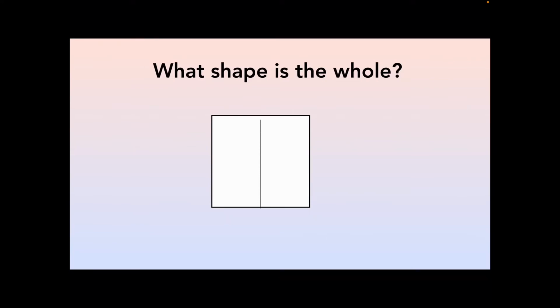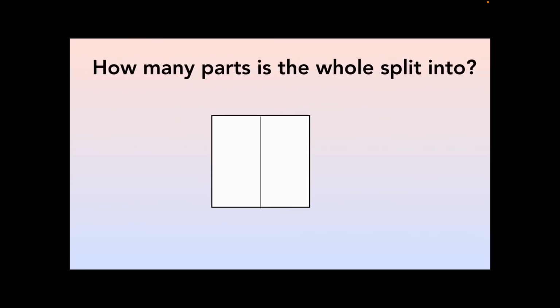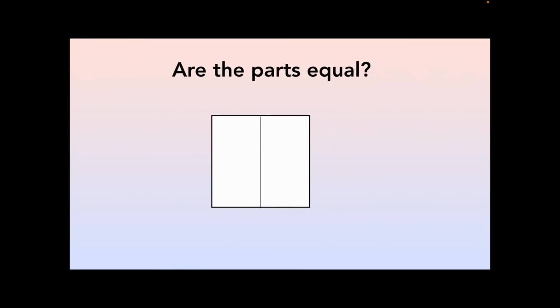Now let's drop one line down and ask question number 2, how many parts is the whole split into? You can see we have 2 parts. And then we ask, are the parts equal? I think we can agree that yes, they are equal. So now we have our shape that is divided into 2 equal parts. What we call it when we have 2 equal parts is a half. So in this picture we have divided our whole into 2 halves.